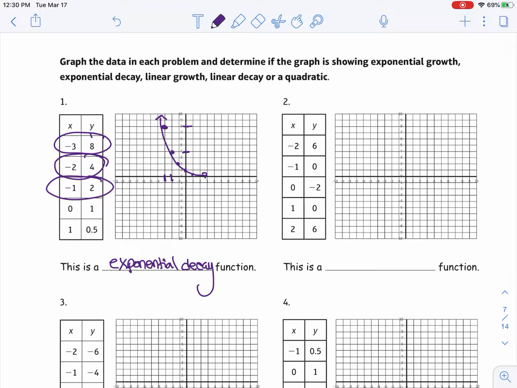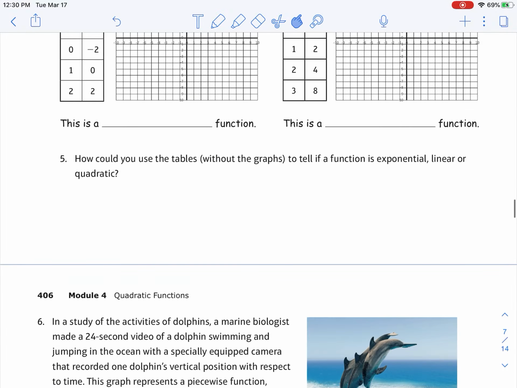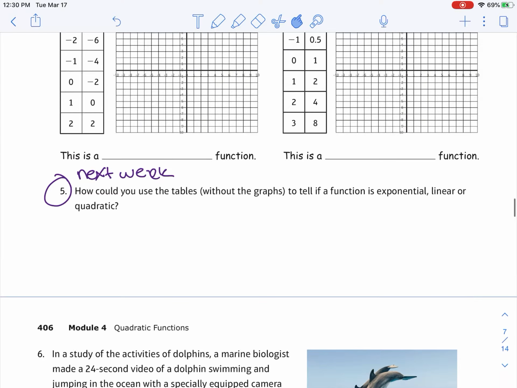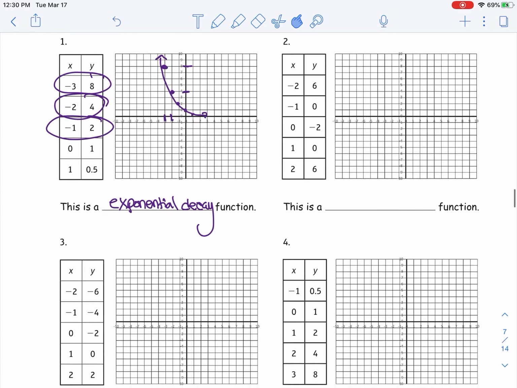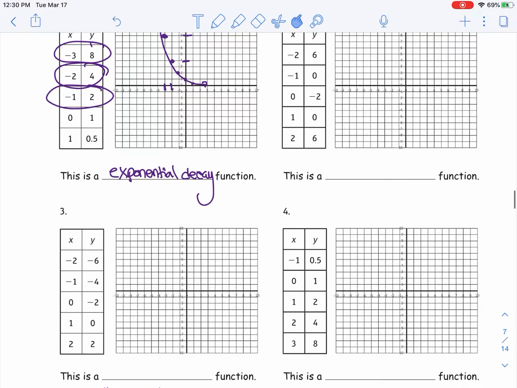So what I want you to do is graph all of these on your own. You have the ability to do that. And then I want you to tell me which one you think it is based on its picture. Then next week, we're going to talk about using just the tables. Okay. So I just want you to graph right now. You're going to pause this video. You're going to take some time to do that. And then you'll move on. I've got a little bit more of a lesson to teach to you.